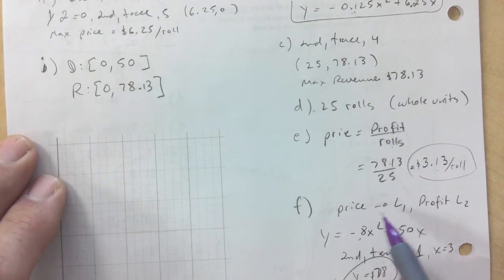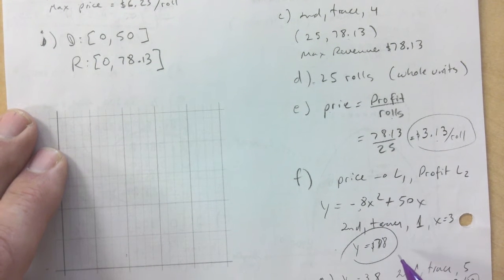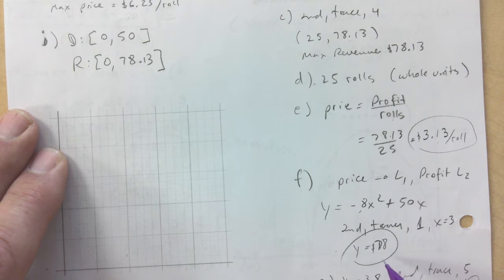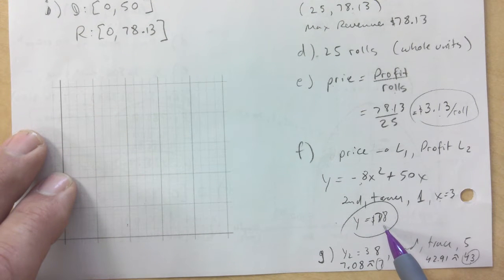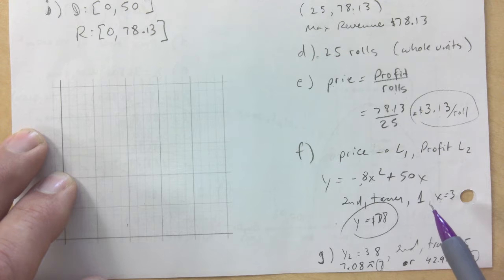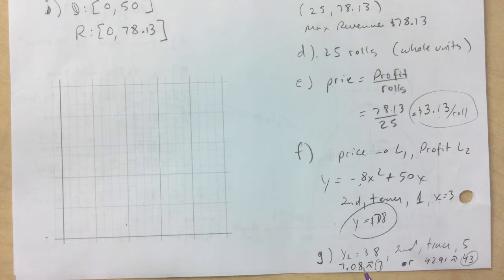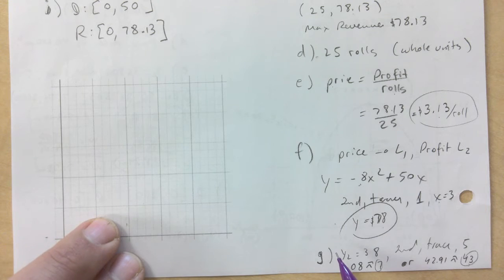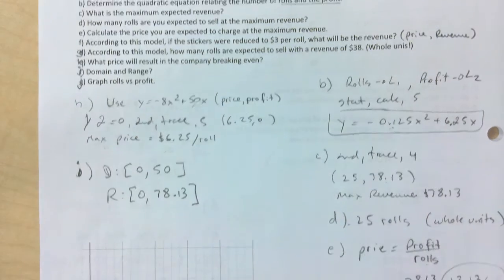So I just quickly put price into L1, profit stays the same. This is your equation. And for F, if the price is 3, the profit is 78, okay? You could find how many rolls you'd be selling. You just go 78 divided by 3 and you'd find out how many rolls that would be. And G is asking, I relabeled it G, by the way. Make sure you do that when you get your paper copy.